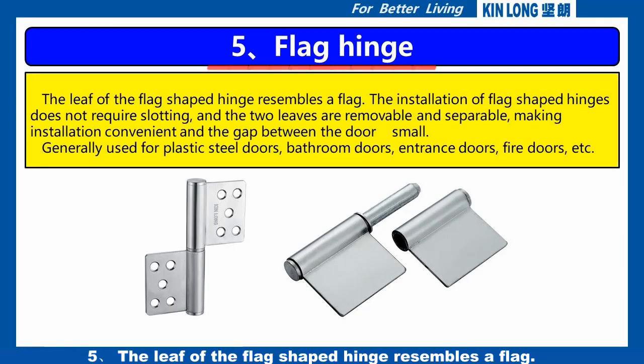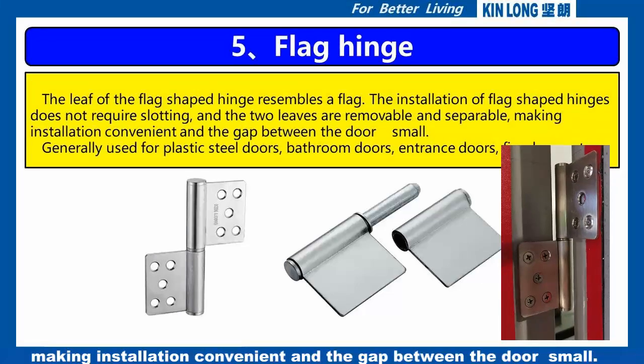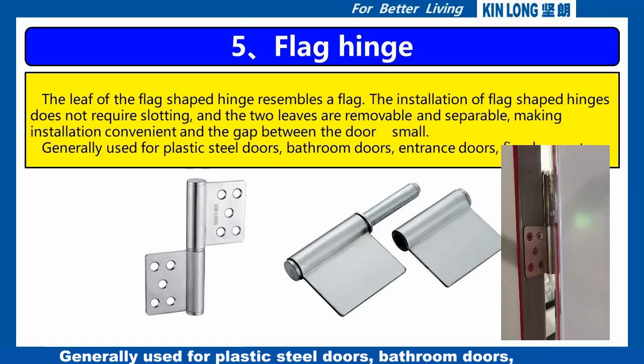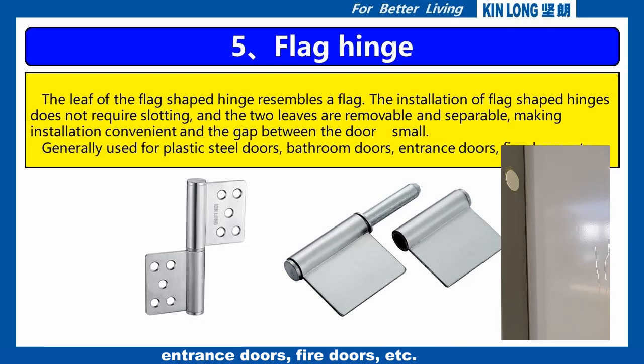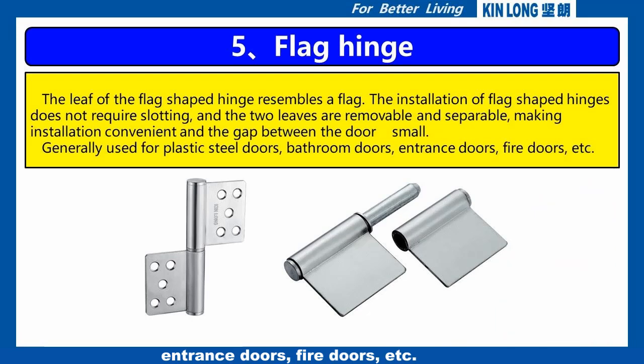5. The leaf of the flag-shaped hinge resembles a flag. The installation of flag-shaped hinges does not require slotting, and the 2 leaves are removable and separable, making installation convenient and the gap between the doors small. Generally used for plastic steel doors, bathroom doors, entrance doors, fire doors, etc.